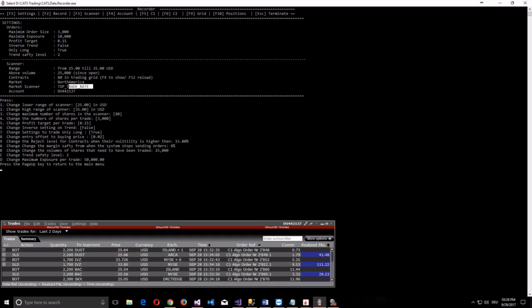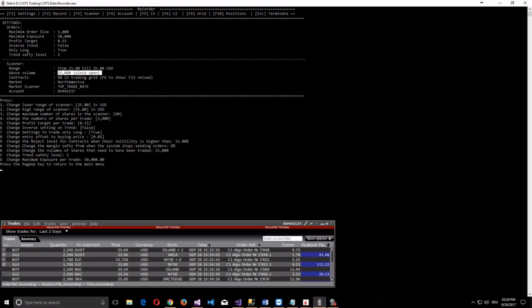I'm using a market scanner called Top Trade Rate. That's the most traded shares, in this case North America. I'm trading against 80 shares. They have to have had 25,000 trades done since the market opened. So if I started it immediately on market open, you wouldn't find anything unless there was a lot of pre-market share trading, but since open kind of filters them away.